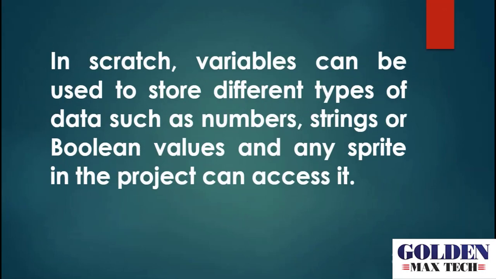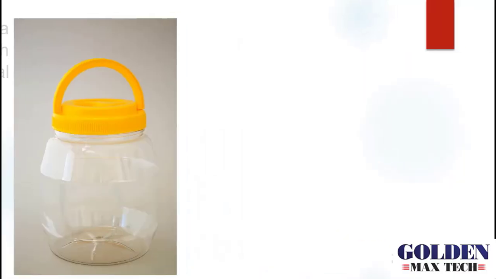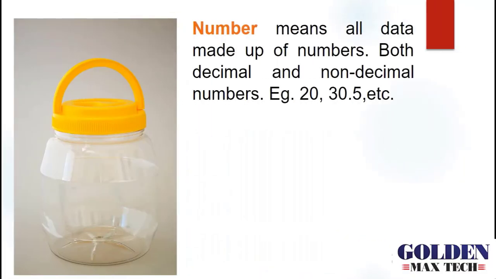In Scratch, variables can be used to store different types of data, such as numbers, strings, or boolean values, and any sprite in the project can access the variable depending on the level of privilege given to the variable. I mentioned three different data types.